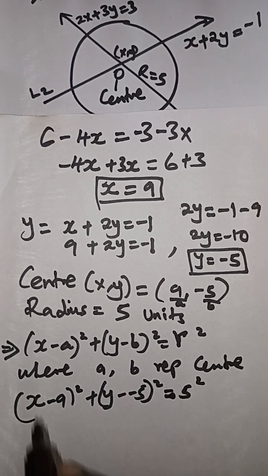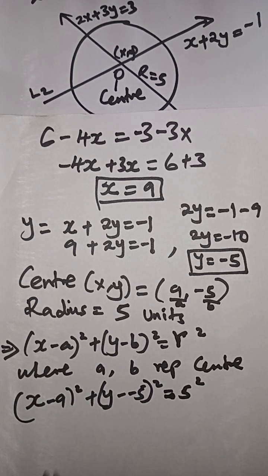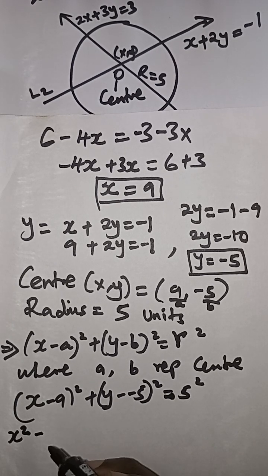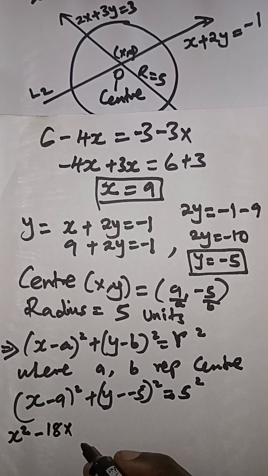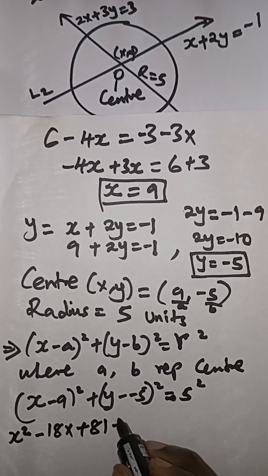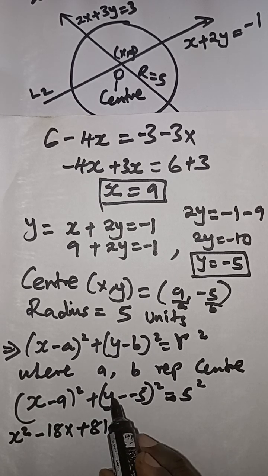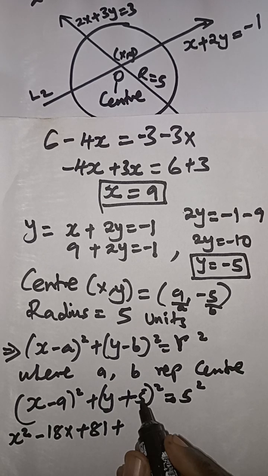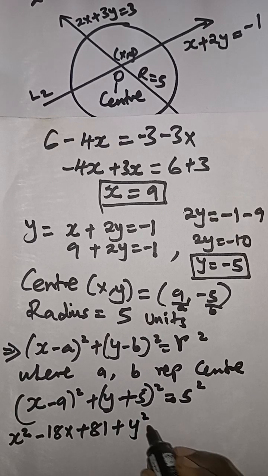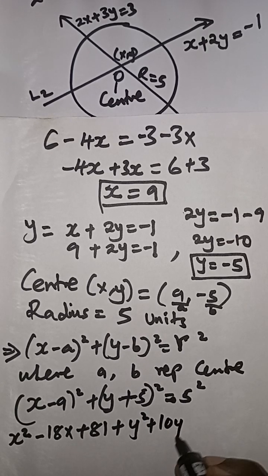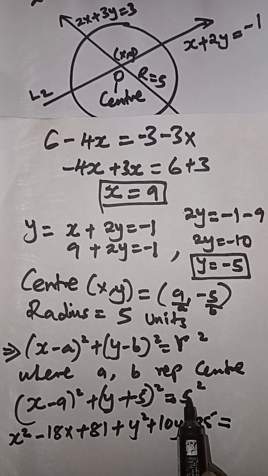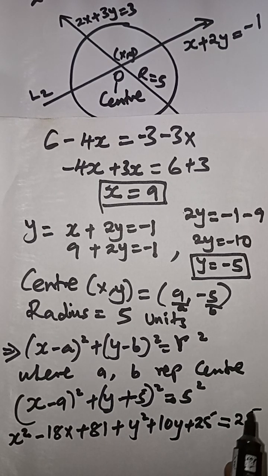In this case, expanding (x minus 9) squared, I'm going to get x squared minus 18x plus 81, plus expanding this, of course negative and negative is positive, (y plus 5) squared, you end up getting y squared plus 10y plus 25 equals this side. When you square 5, you also get 25.